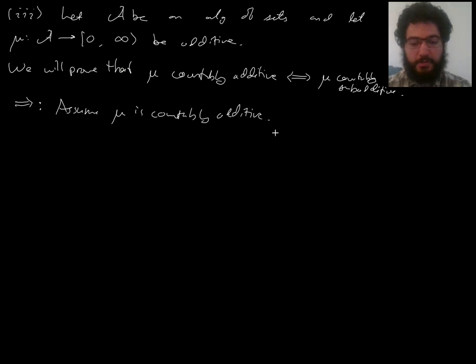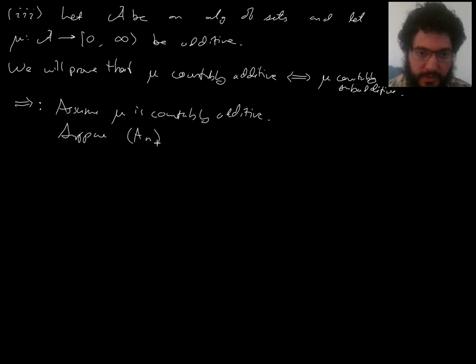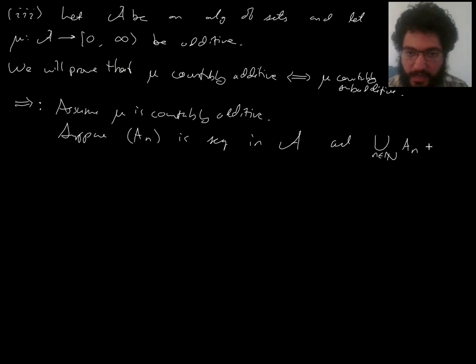So say mu is countably additive, and suppose you have a sequence of sets, so a countable collection in the algebra of sets, and suppose this thing that's not automatic, which is that the union of these guys is also in the algebra of sets.